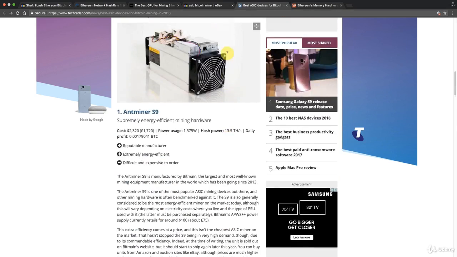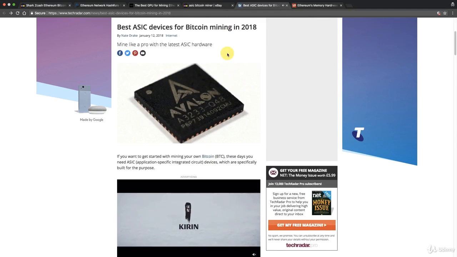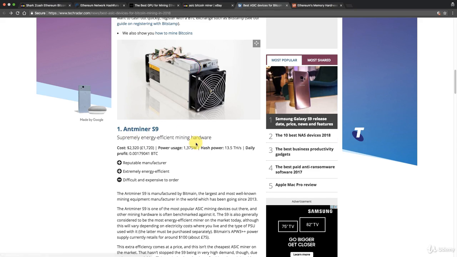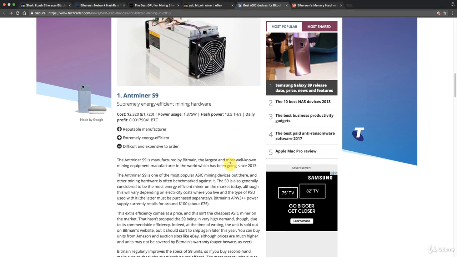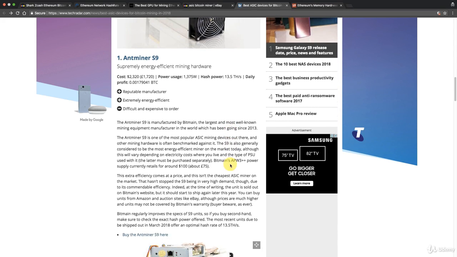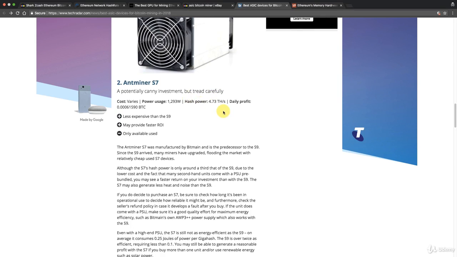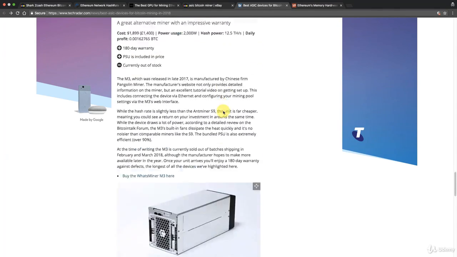And best ASIC devices. Here we've got another article from TechRadar. There you can see the Antminer S9. What can you get? 13.5 thousand gigahashes. So 13.5, is that trillion? Yeah, trillion. So terahashes, trillion hashes per second. Power usage is also pretty insane, so you need to calculate that and so on. So there we go. That's what they look like.